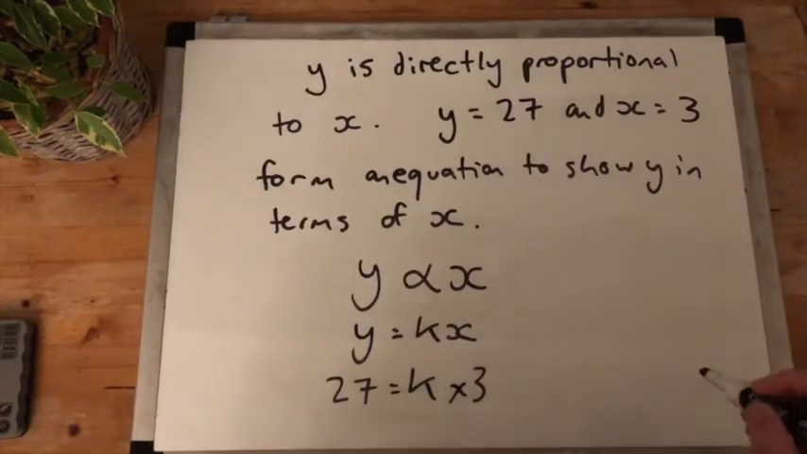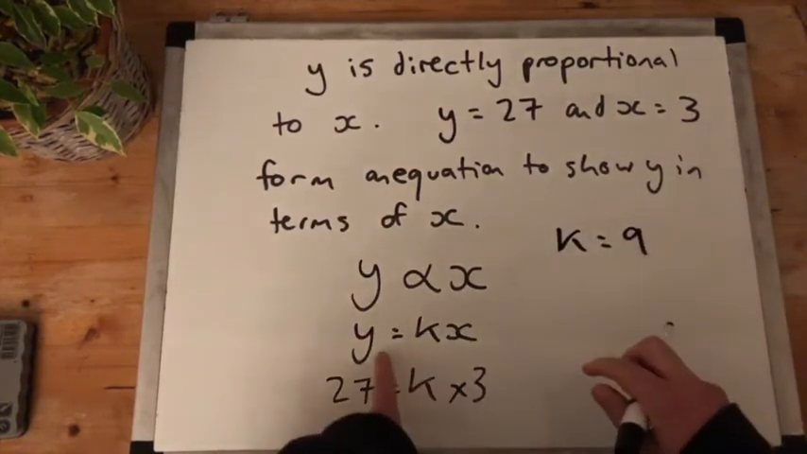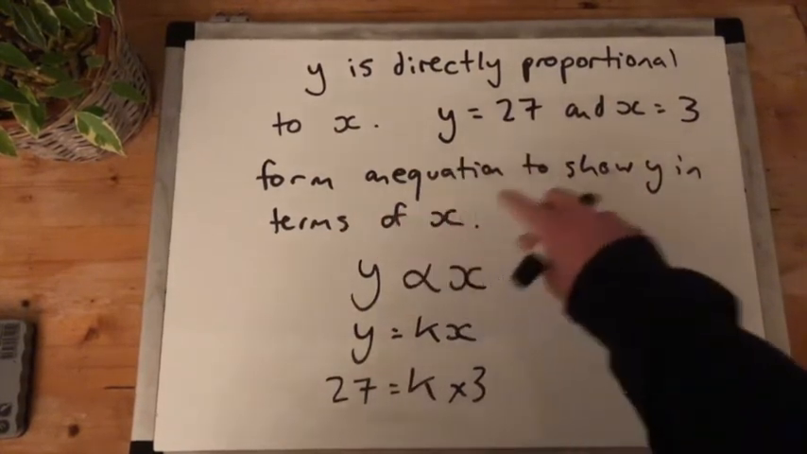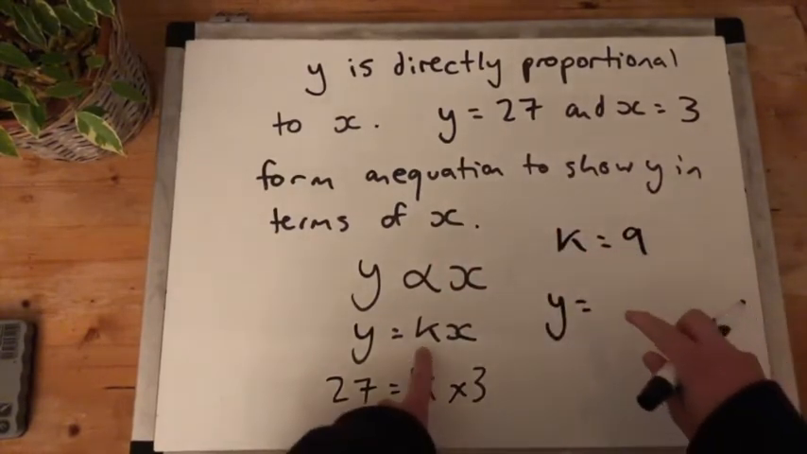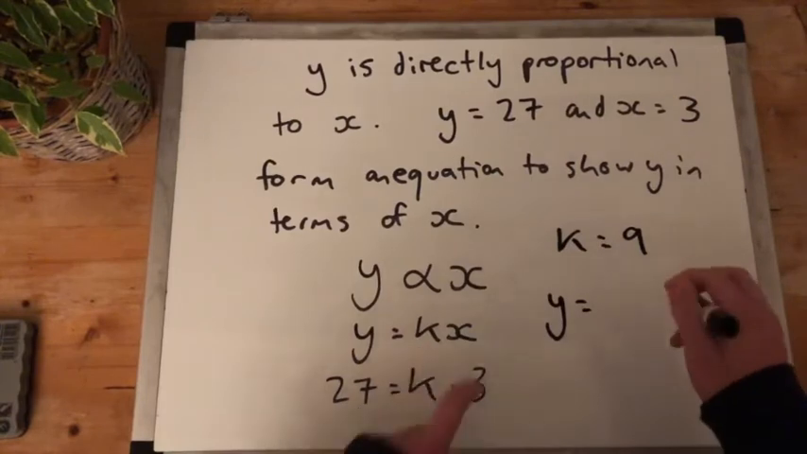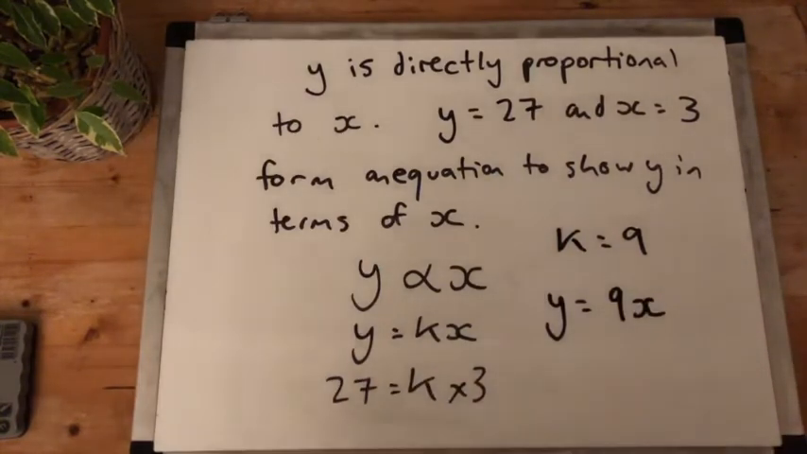9 times 3, k is going to be 9. K equals 9. So we rewrite our equation again. Form an equation to show y in terms of x. Y equals kx. What's k? 9. So y equals 9x, and this here is your final answer.